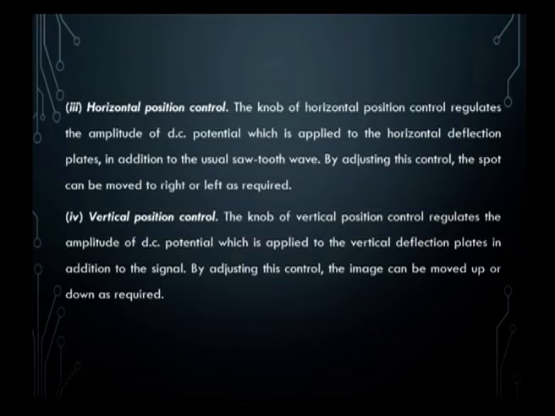Next is the horizontal position control. The knob of horizontal position control regulates the amplitude of a DC potential applied to the horizontal deflection plates, and the vertical position control similarly regulates the amplitude of the DC potential which is applied to the vertical deflection plates. So, these are the four control knobs of a CRT.